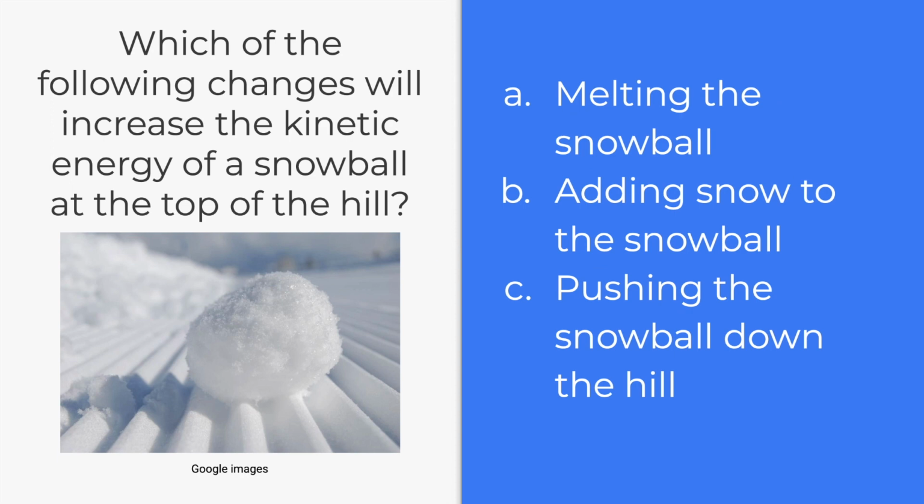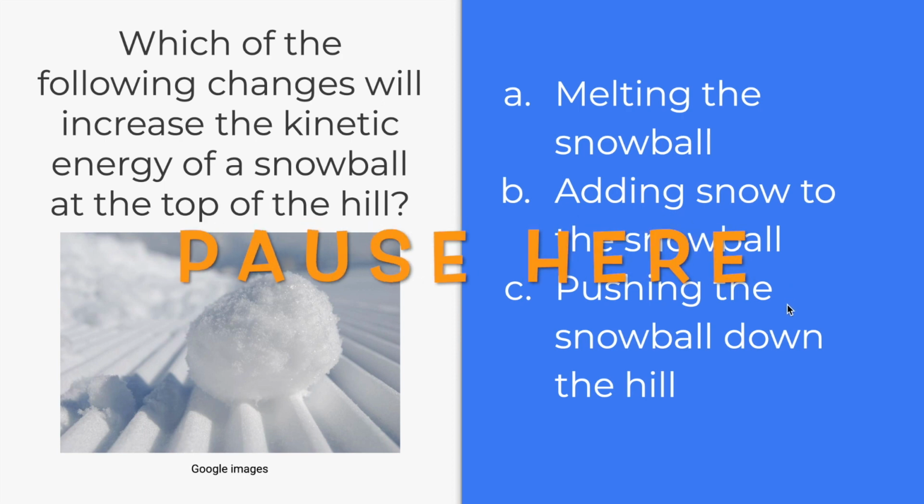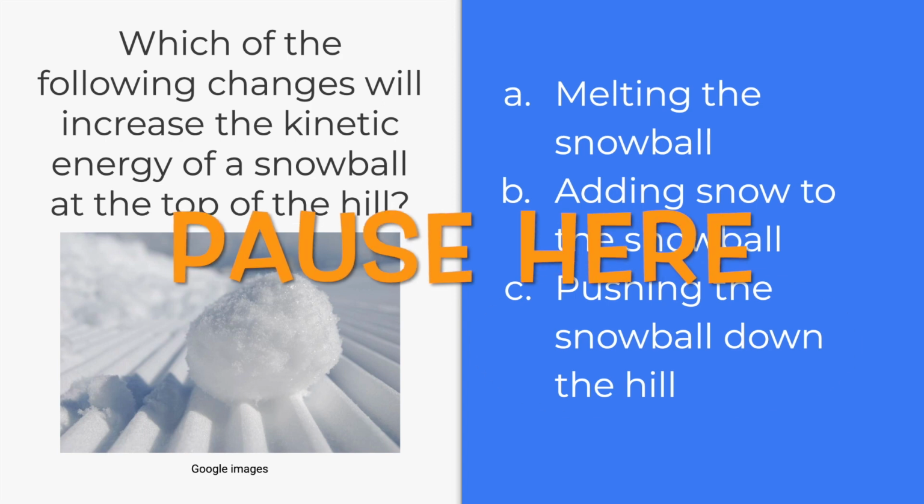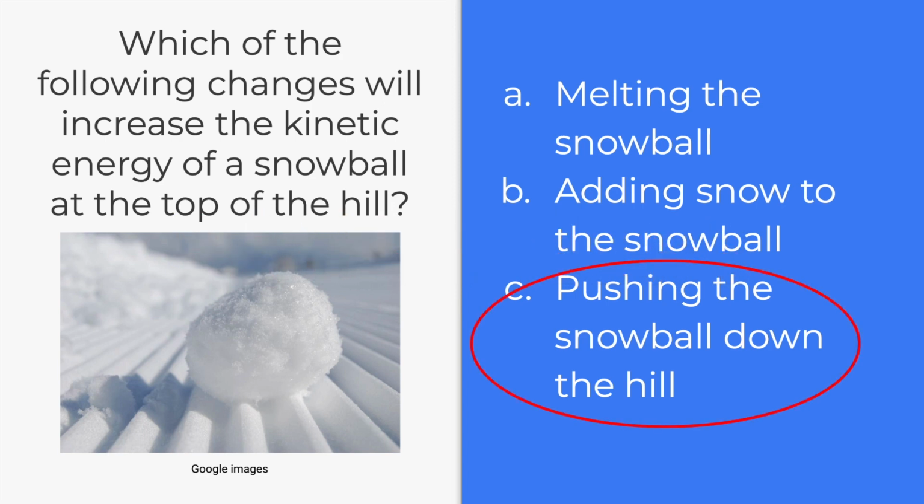Which of the following changes will increase the kinetic energy of a snowball that's at the top of the hill? Would melting the snowball increase it, adding snow to the snowball, or pushing the snowball down the hill? It would be pushing the snowball down the hill because remember, kinetic energy is the energy of motion, and melting the snowball isn't making it move, and adding snow to the snowball isn't making it move. But pushing it down the hill is moving that snowball, so it is increasing the kinetic energy.